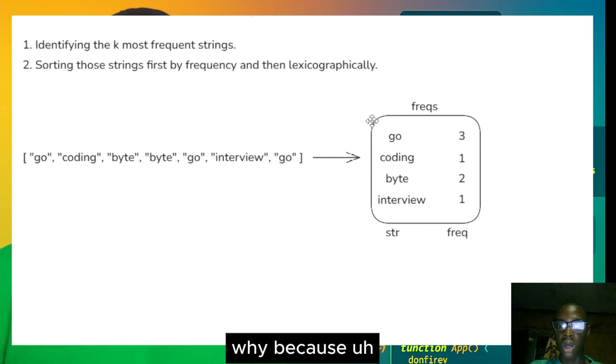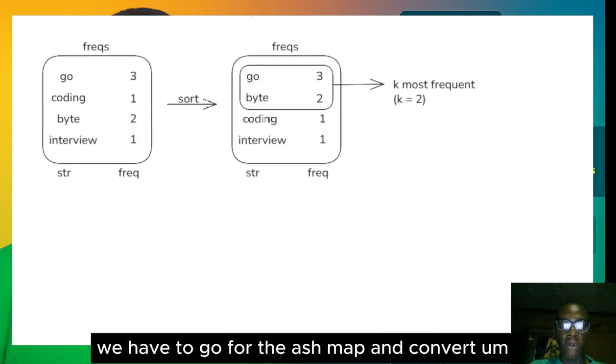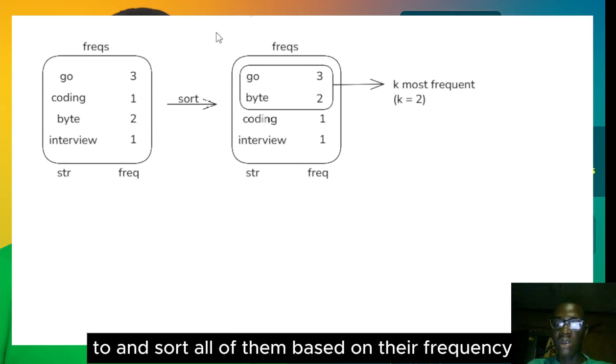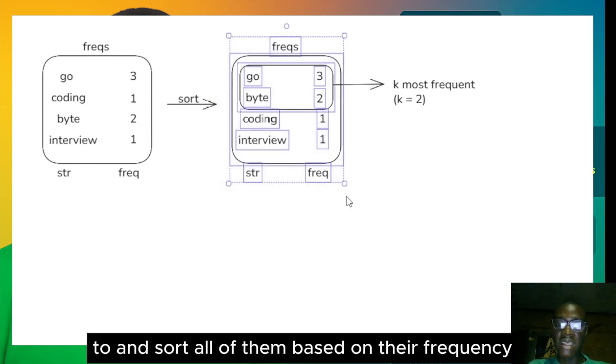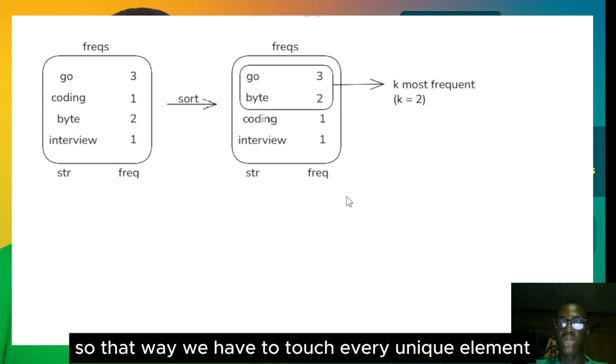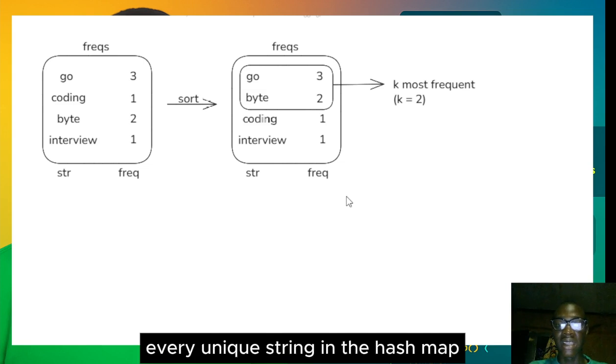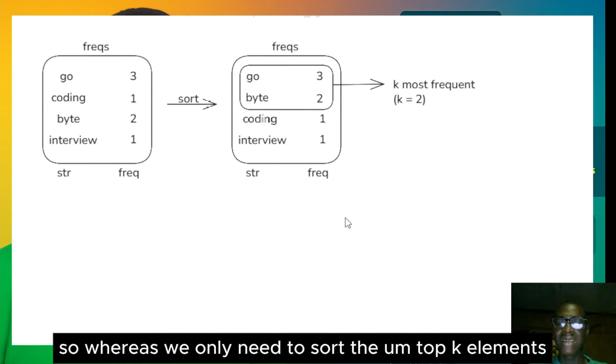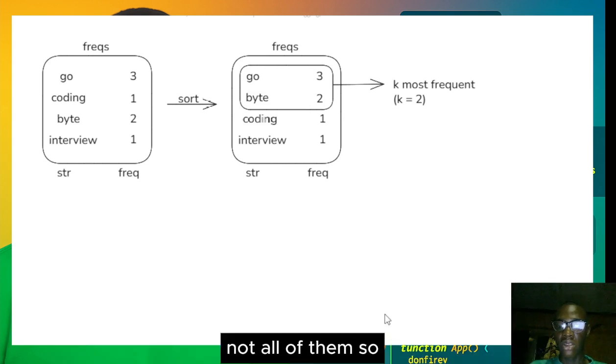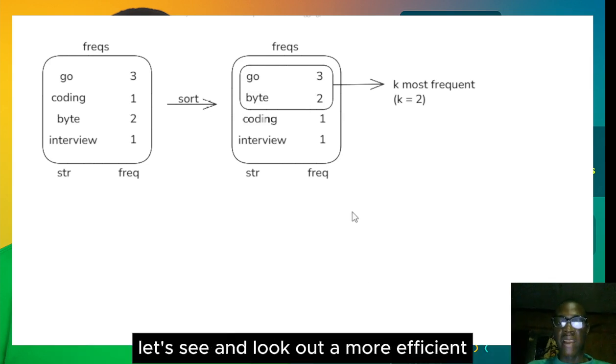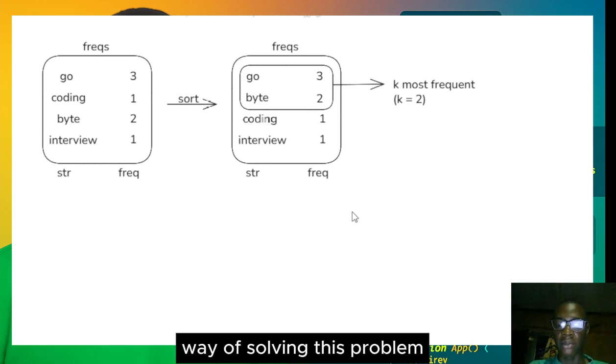Why? Because we have to go through the hash map and convert and sort all of them based on their frequency, and then convert it into an array. So that way we have to touch every unique string in the hash map. Whereas we only need to sort the top k elements, not all of them. So let's look at a more efficient way of solving this problem.